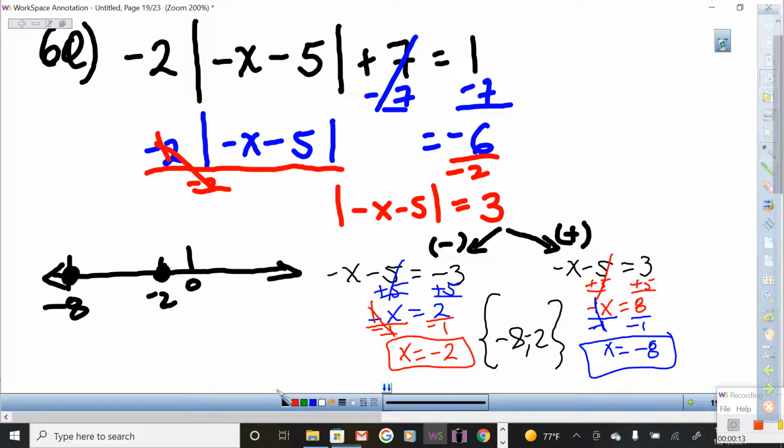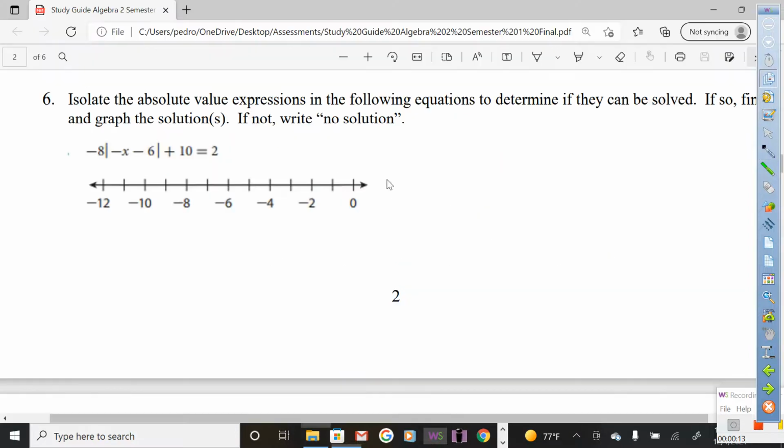From 1 to 5, how comfortable do you feel with these? Yeah? Okay, so I want you to go to the study guide. And I want you to do number 6 again. Even if you already did it for home plate, do it again, please. Or copy that on your blank sheet of paper and do it again. Number 6, they give us -8, absolute value, negative x minus 6, close absolute value plus 10 equals 2. Do that by yourself. I'll give you some time.